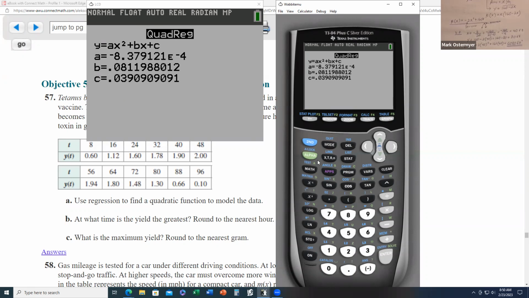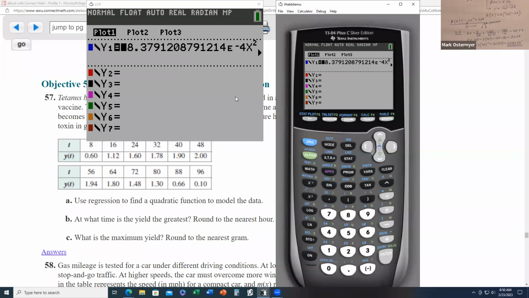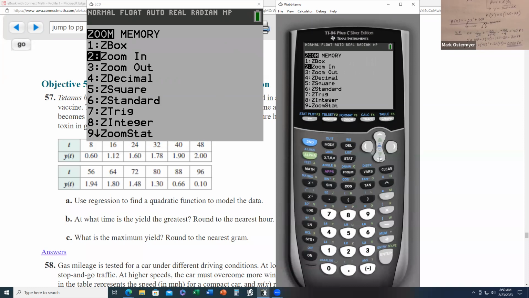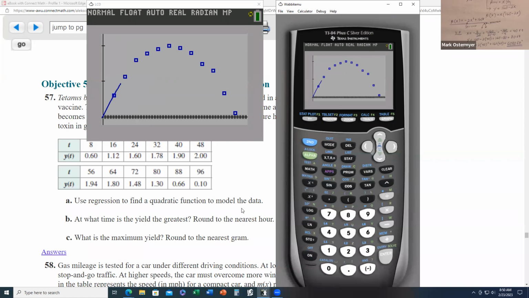Now, the beautiful thing about this is, and you don't have to do this, but I'm going to show you by hitting y equals that the equation was pasted into Y1 in my equation editor because I told it to paste it into Y1. Now, ladies and gentlemen, if you just hit your zoom button, go down to zoom stat, not only are you going to see your scatter plot, but you're going to see overlaying this scatter plot the graph of that best fit parabolic graph. And there you go.